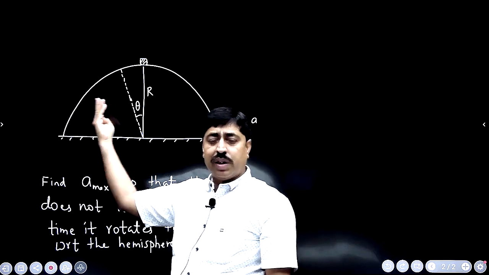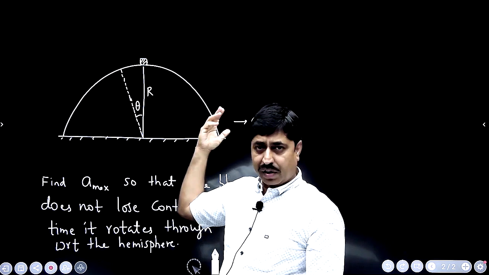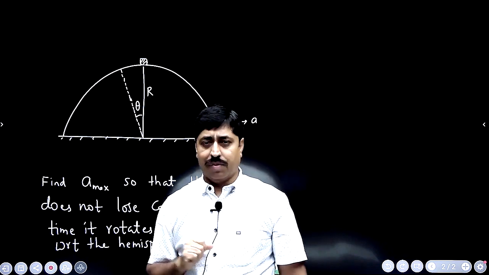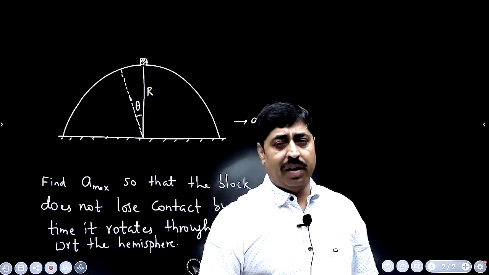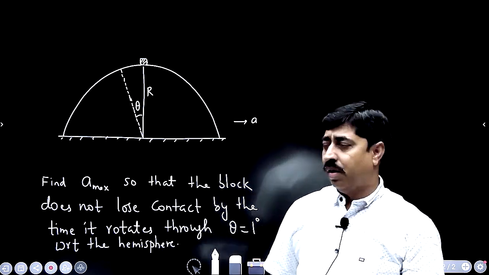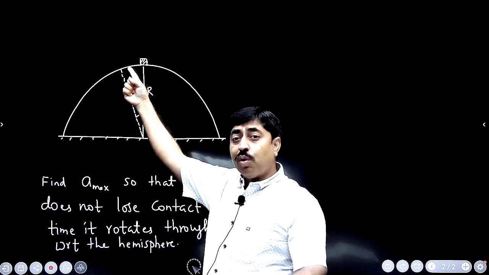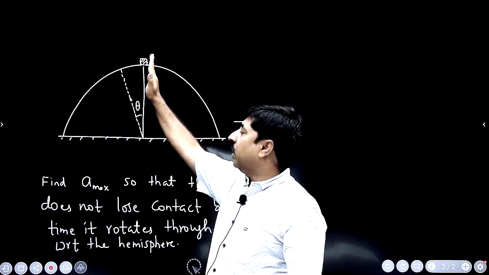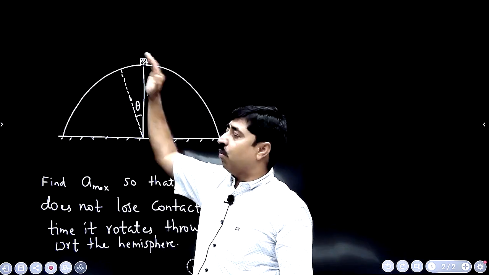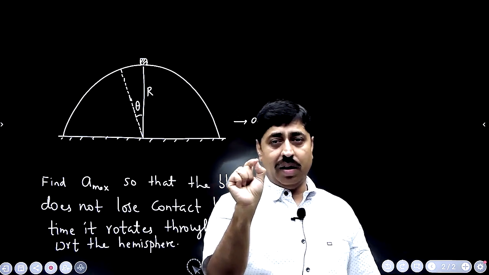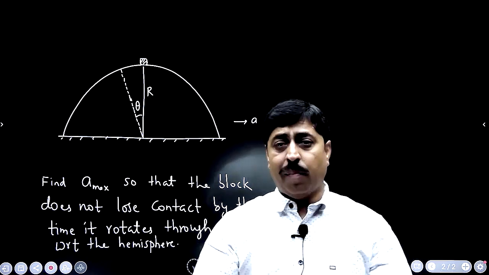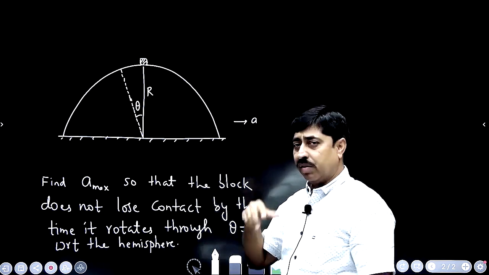Once you begin to push this hemisphere, you give it an acceleration. In the reference frame of the hemisphere, the block will begin moving like this. The question is asking, what could be the maximum acceleration for which the block does not lose contact with the hemisphere by the time it rotates through a small angle of 1 degree. For this to happen, what should be the maximum acceleration a?